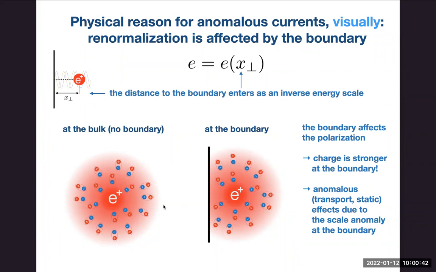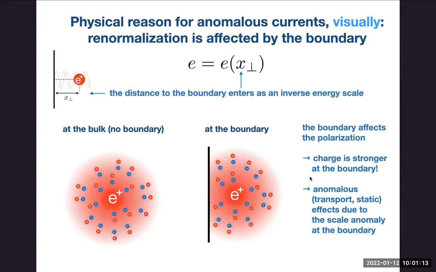But once you get a boundary, your boundary must affect the screening, because here there exists nothing and here we have your material. So you have kind of half of the screen, and the electric charge close to the boundary will be stronger than the electric charge away from the boundary. That's why the boundary should feel charge normalization, and we must get a conformal anomaly feeling the boundary. So there should always be boundary effects. Okay, so that's basically I finished.